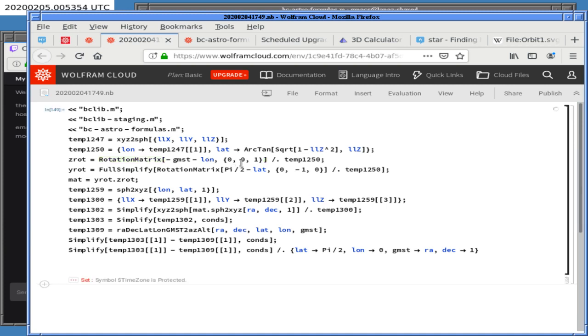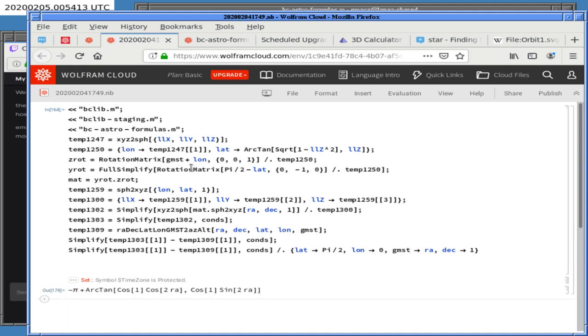Good. Do we have a zero for all this time? No, because it is actually GMST plus lon that we want to rotate by. We will figure this out eventually. When I said we will figure this out eventually, I didn't mean that, apparently.